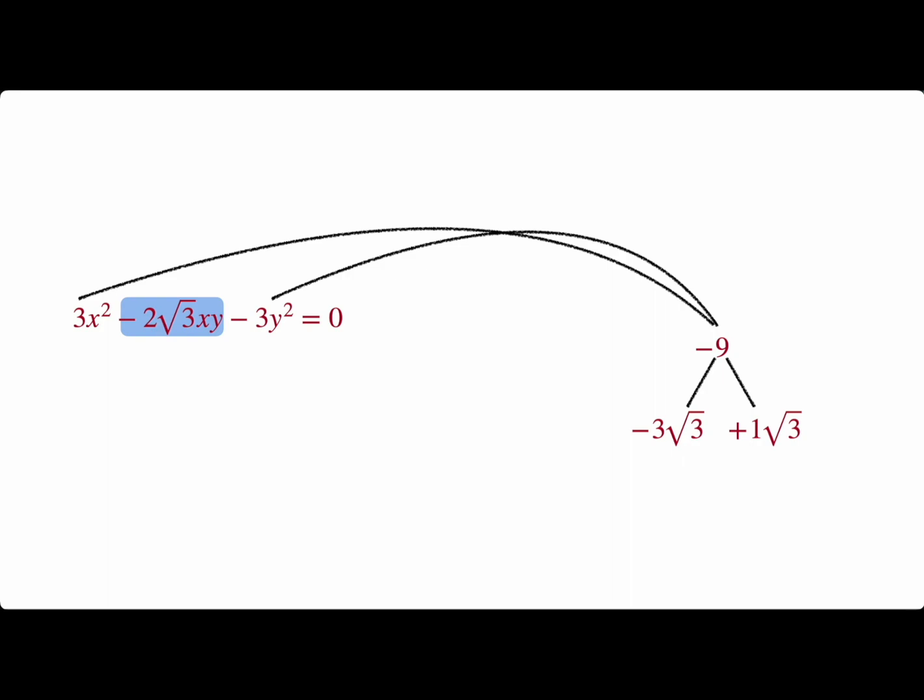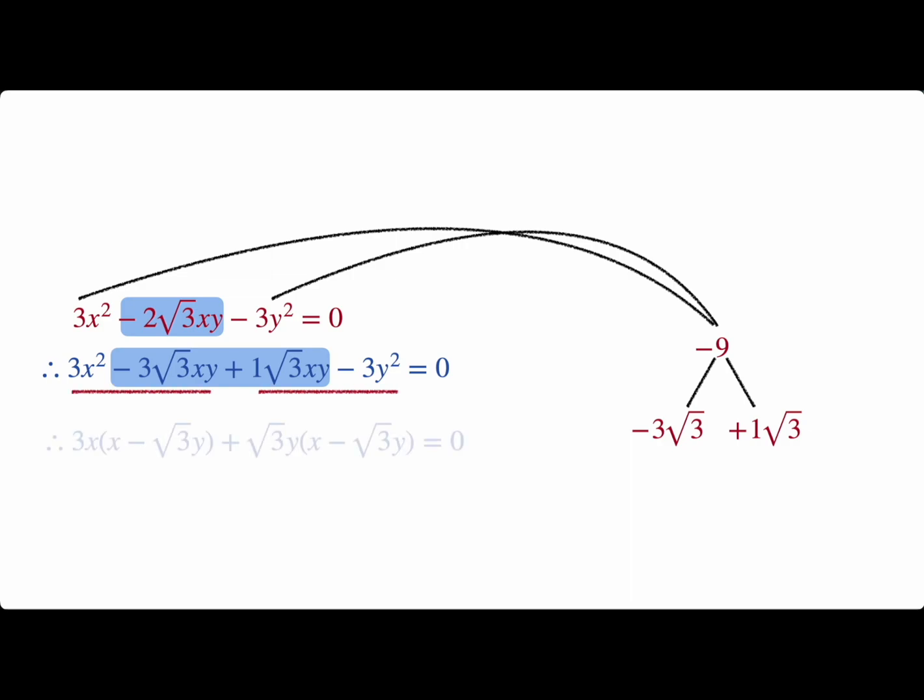Here you can see xy remain as it is while we are just splitting minus 2 root 3 into two terms. After doing this, we need to check what is common in the first two terms and the last two terms. In the first two terms, we see that 3x is common, so we'll take that out. So we'll be left with x minus root 3y. And similarly, in the second two terms, we have root 3y common. And when we take it out, we are left with x minus root 3y.